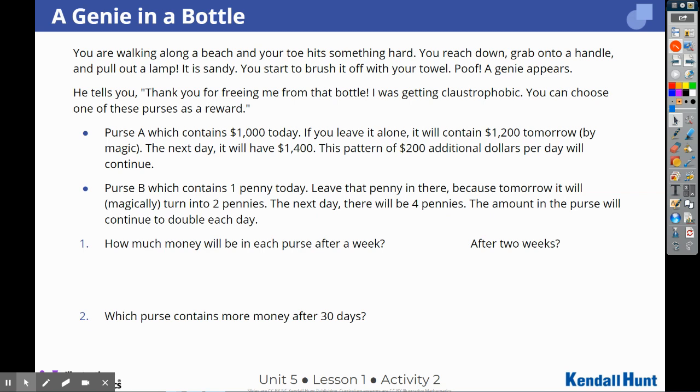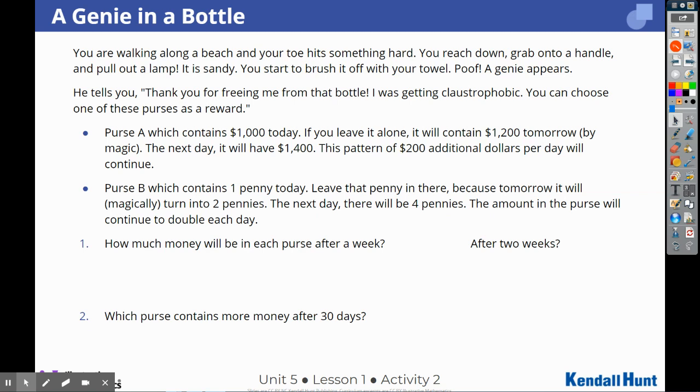So then we're going to look at this question. So you're walking along a beach here and your toe hits something hard. You reach down, you grab onto a handle, and you pull out a lamp. It's really sandy, and you start to brush it off so that you can see how shiny it is. And a genie pops out. He says, "Thank you for freeing me from this bottle. I was getting claustrophobic. You can choose one of these purses as a reward.